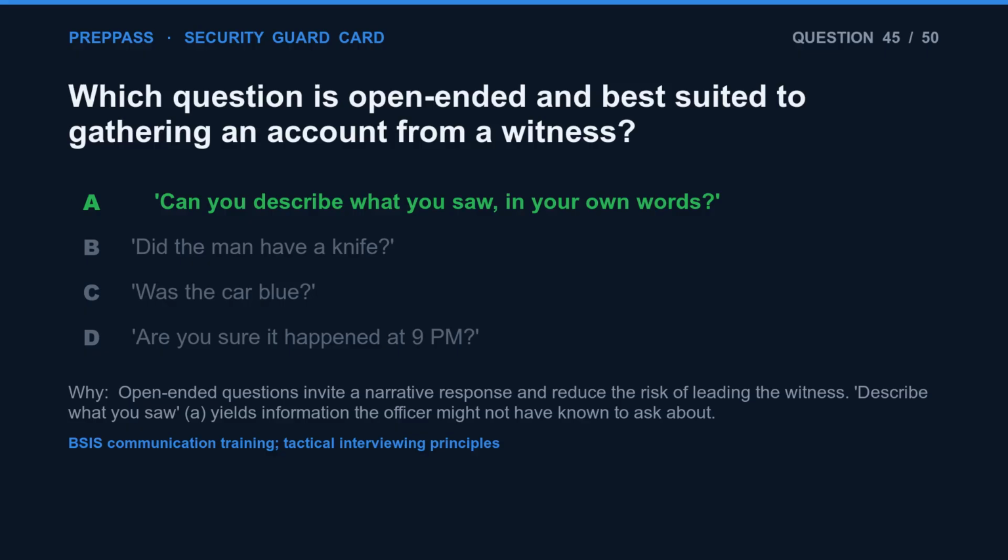The correct answer is A. Open-ended questions invite a narrative response and reduce the risk of leading the witness. "Describe what you saw" yields information the officer might not have known to ask about.